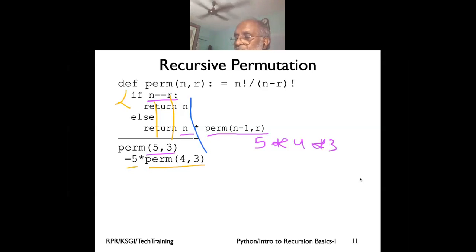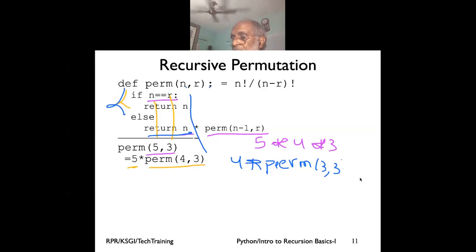I come back to it again. N is 4, R is 3. So this condition fails again. I come here. Now N is 4. So permutation 4, 3 would be 4 star permutation 3, 3. So let me come to it here first. Now, this will become 5 star 4 star permutation 3, 3.